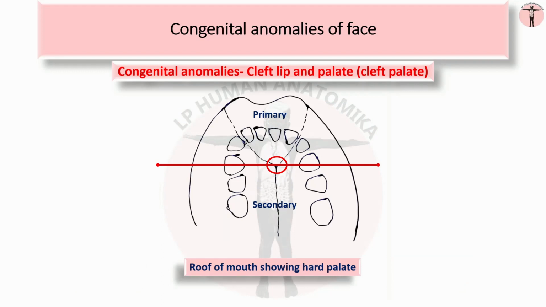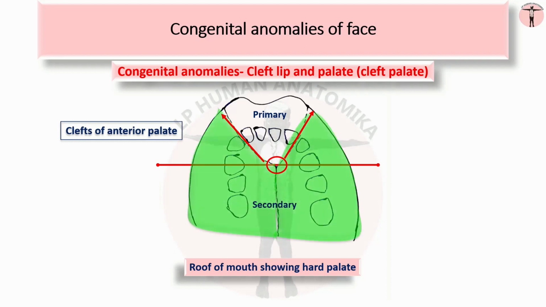In severe cases, the cleft palate associated with cleft lip extends through the alveolar part of the maxilla and the lips on both sides. They are classified into three groups. Clefts of the anterior palate. It is formed because the lateral palatine processes or the palatal shelves and primary palate do not fuse with each other.